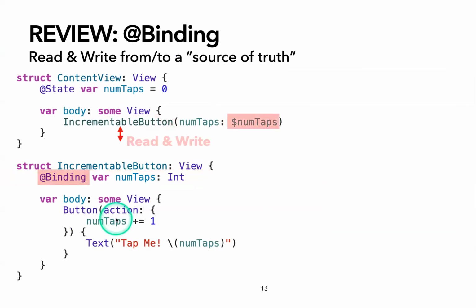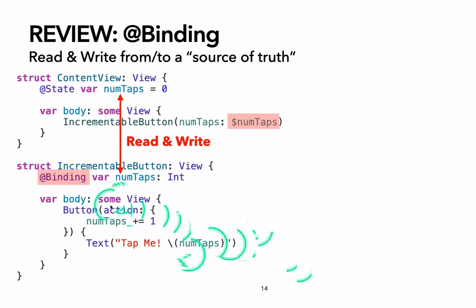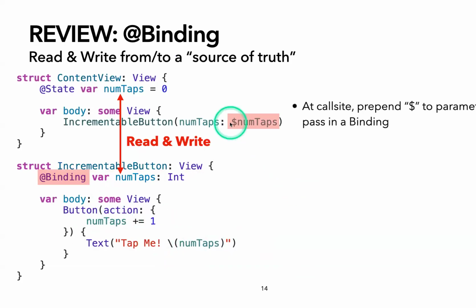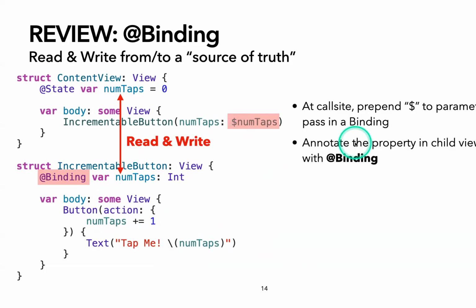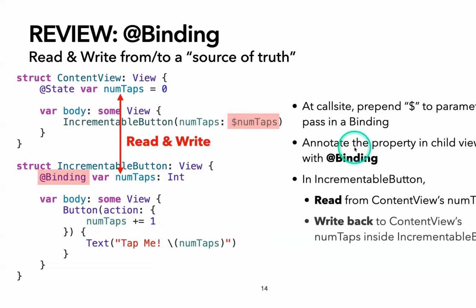So we use the @Binding to not only read the value being passed in, but also to write back to the original location, which is here in numTaps. So now we have a single source of truth located in ContentView, and it's being passed to IncrementableButton where it can read the value and also write back to it. And when we're passing numTaps into IncrementableButton, it's not just a regular numTaps. We have to use this dollar sign. Every @State has a binding associated to it, so you just pass this binding associated to the @State numTaps using this dollar sign. And yeah, so it can read and also write back.